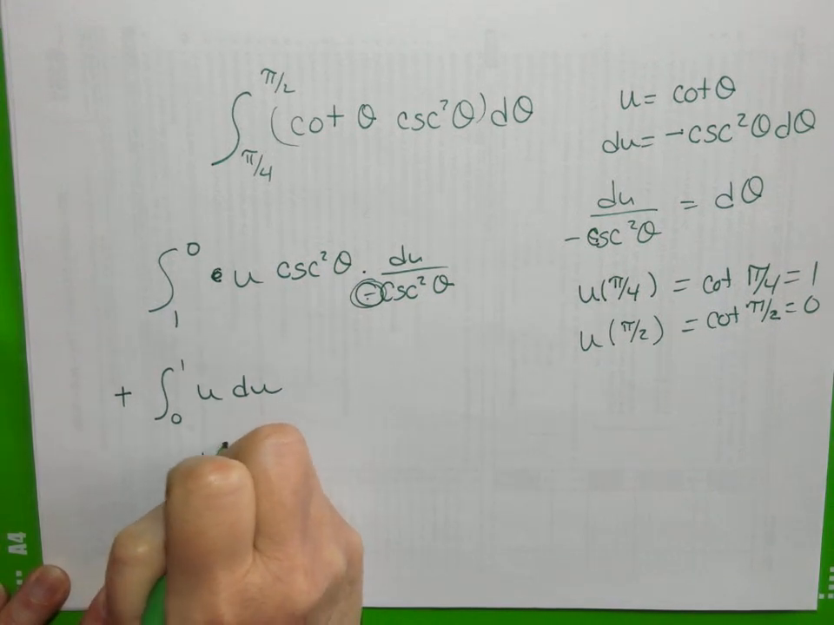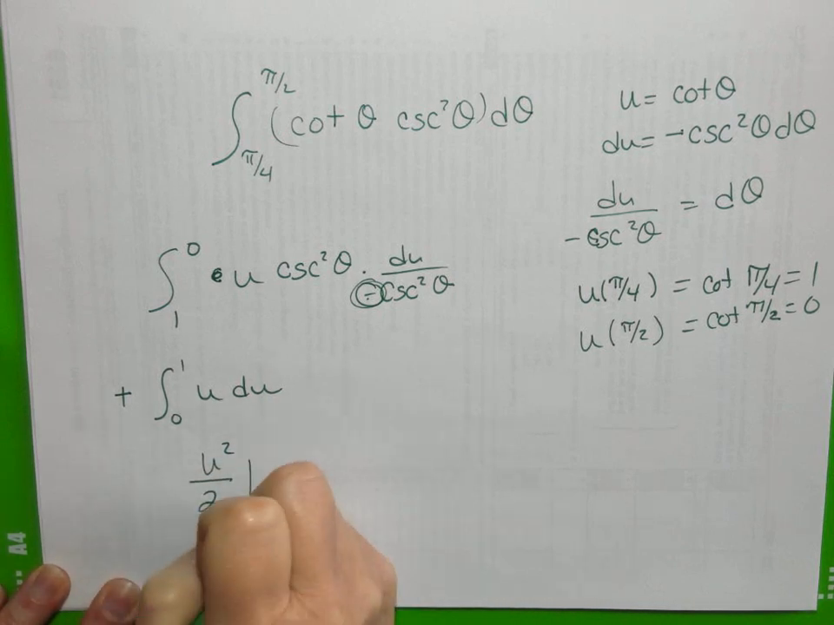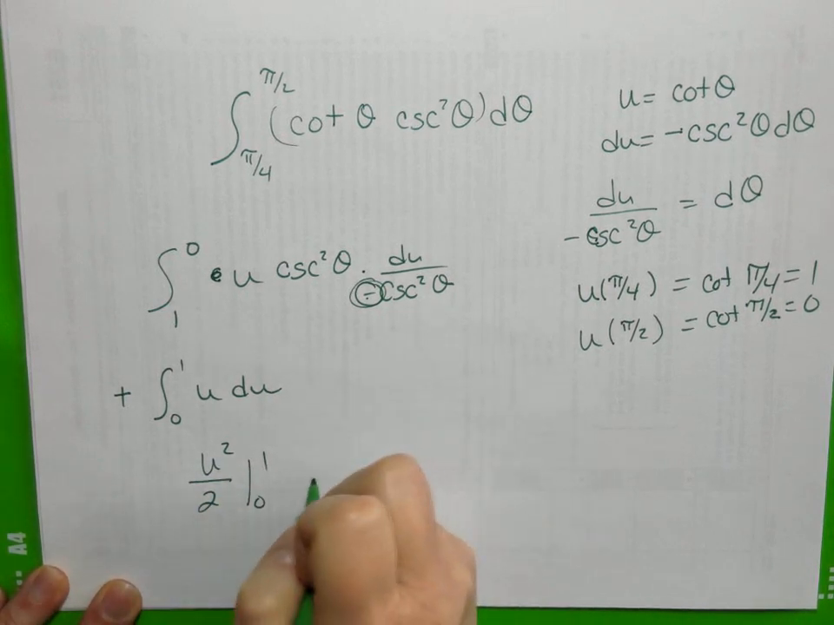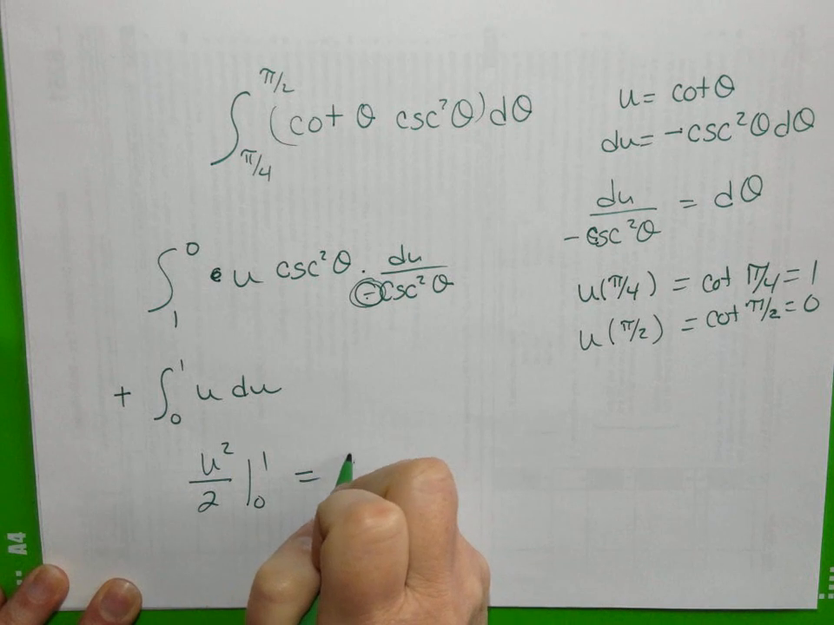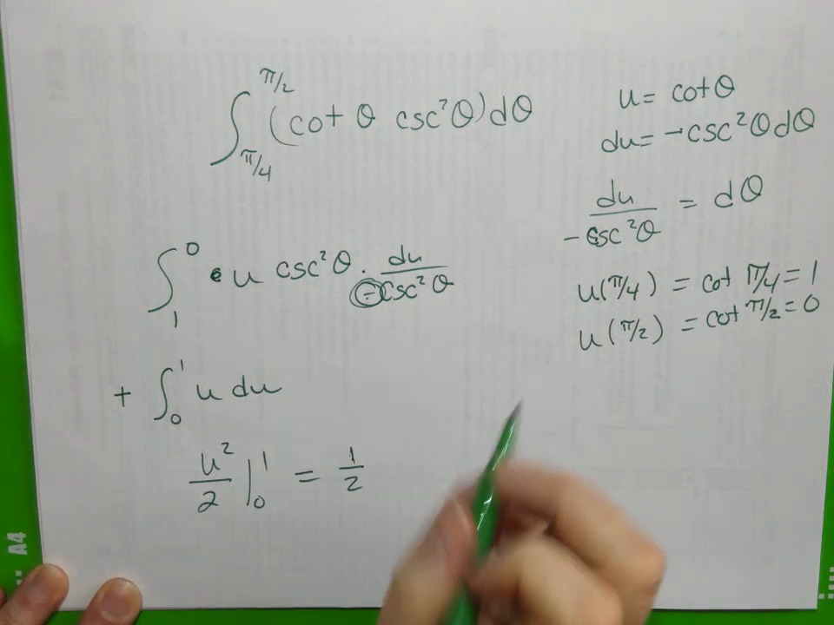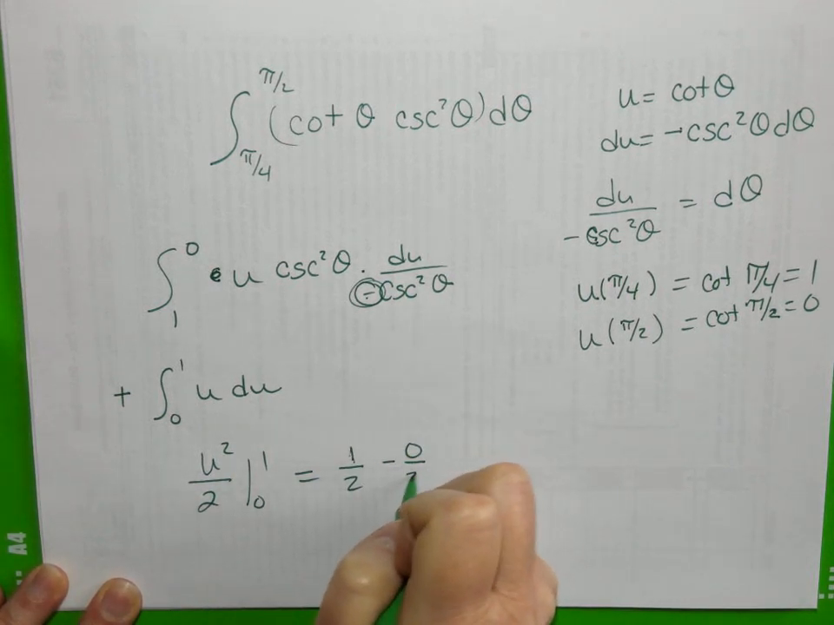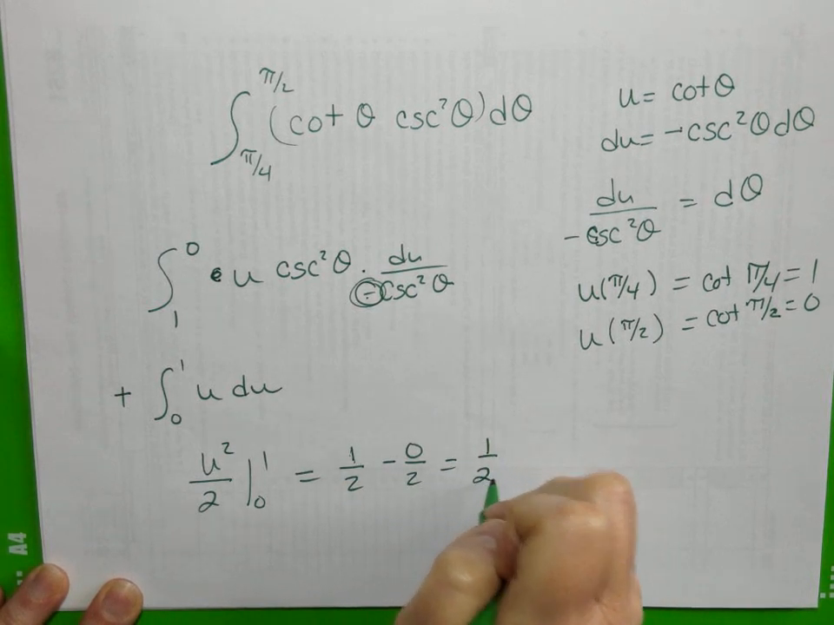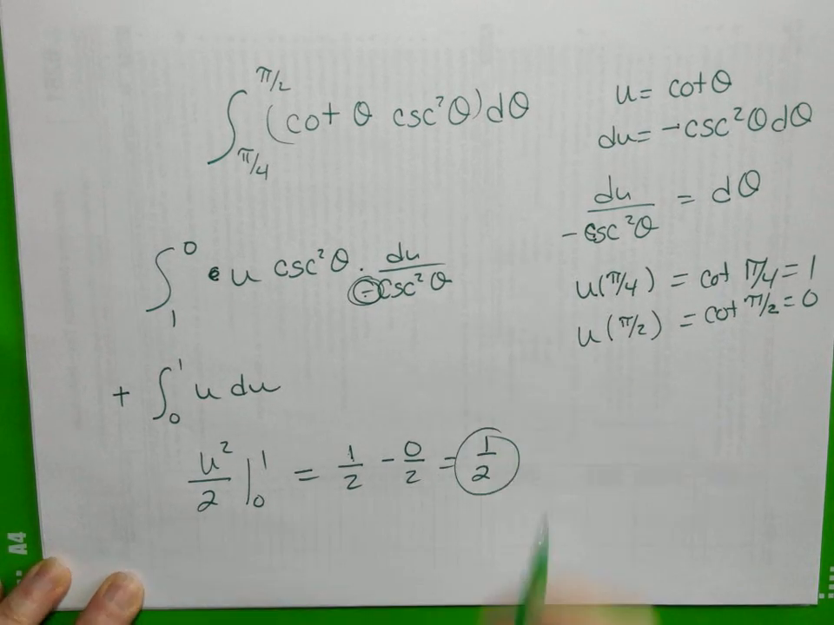So I end up with u squared over 2 from 0 to 1. Well, let's see. 1 squared is 1 over 2 minus 0 over 2 is 1 over 2. Final answer.